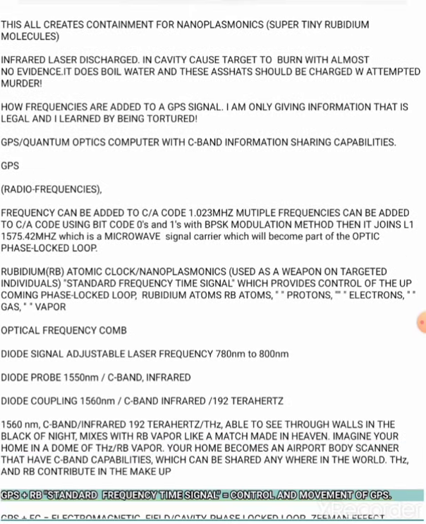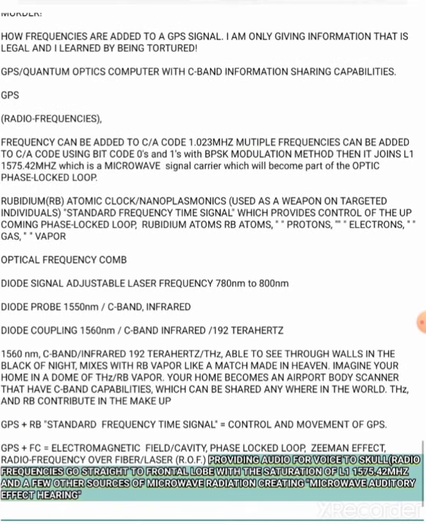GPS plus Rb, standard frequency time signal, equals control and movement of GPS. GPS plus FC equals electromagnetic field, cavity, phase lock loop, Zeeman effect, radio frequency over fiber, laser, RoF. Providing audio for voice to skull, radio frequencies go straight to the frontal lobe with the saturation of L1, 1575.42 MHz and a few other sources of microwave radiation, creating microwave auditory effect hearing.